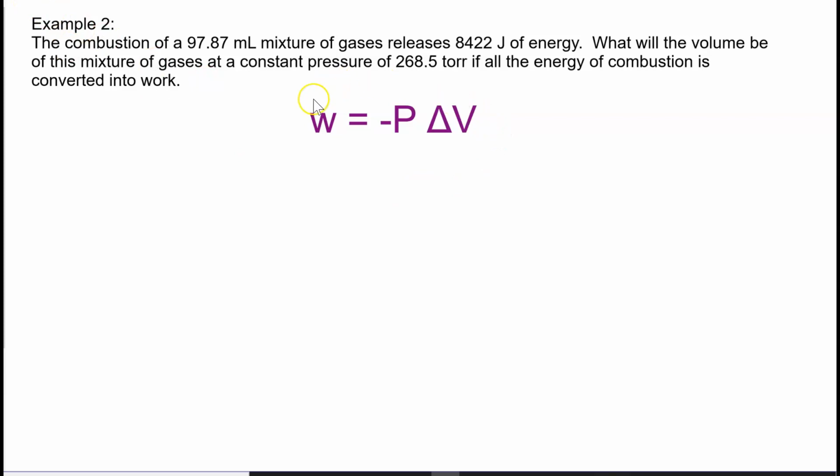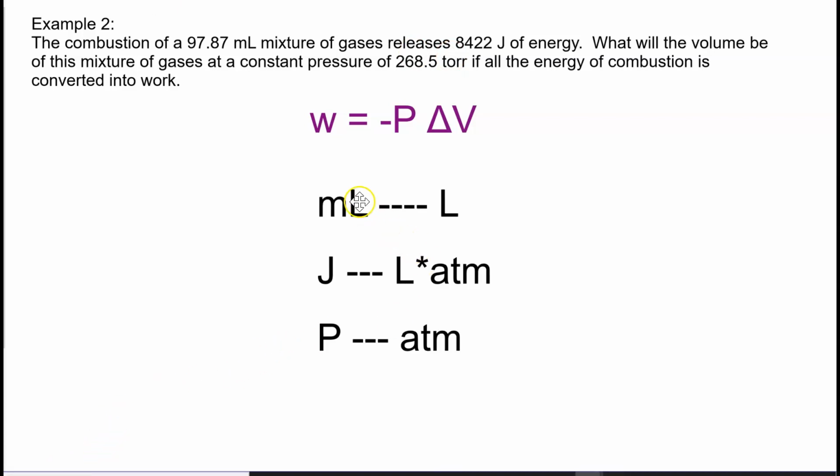Okay, there are going to be 3 conversions needed to use this formula successfully. You need to convert milliliters into liters, joules into liter atmospheres, and torr into atmospheres. Specifically, if volume is not in liters, you have to convert it into liters, so in this case milliliters to liters. You have to convert your energy into liter atmospheres, and you have to convert pressure into atmospheres. All 3 conversions need to take place to successfully and easily use this formula.